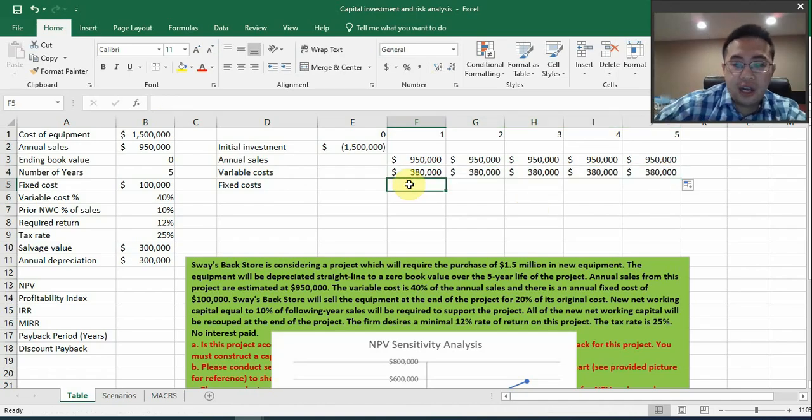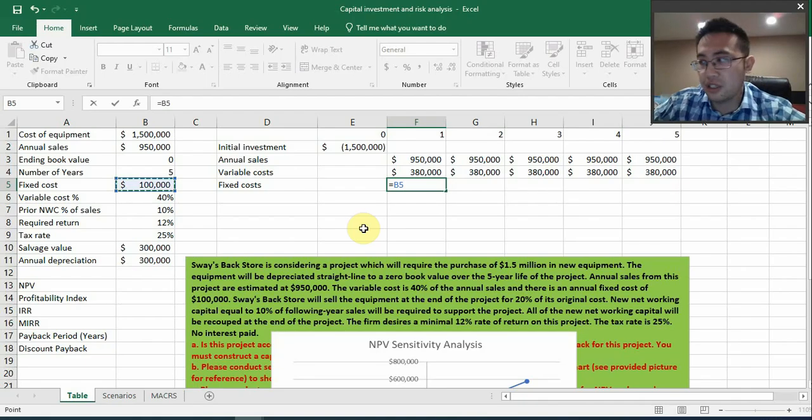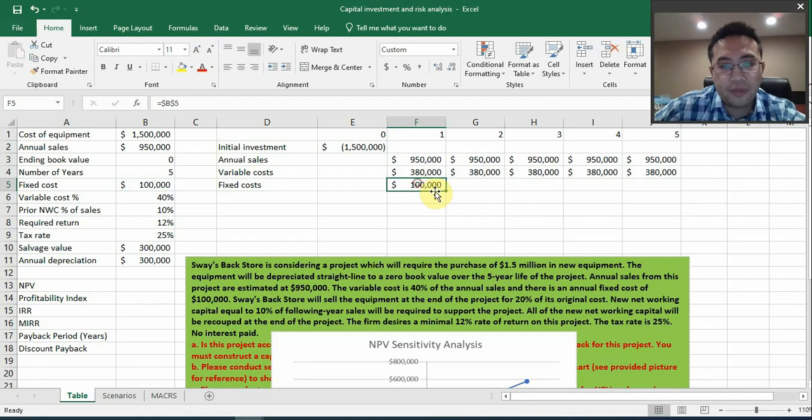And the fixed cost is always 100,000. It's like selling expenses, administrative expenses, and so on, okay? Or rent, which does not change over time. So fix it and then drag it. If you don't fix it, then it won't stay at 100,000.